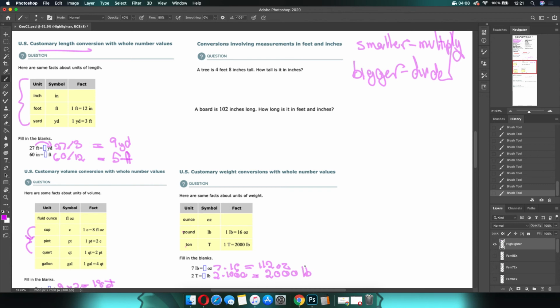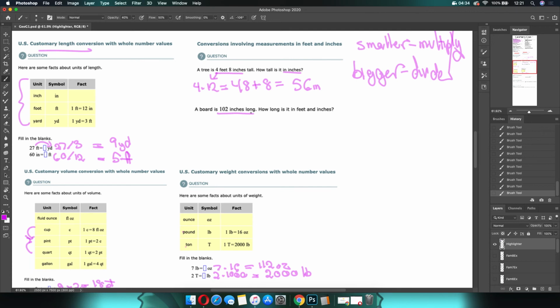Once in a while, though, they will expect you to do honest-to-God conversions, and again, it's the same kind of idea. So if I'm going from feet to inches, I'm going smaller, which means I'm multiplying. So I have to do the feet first. So 4 times 12 equals 48, and then I have my leftover 8 inches, so my grand total is 56 inches tall.